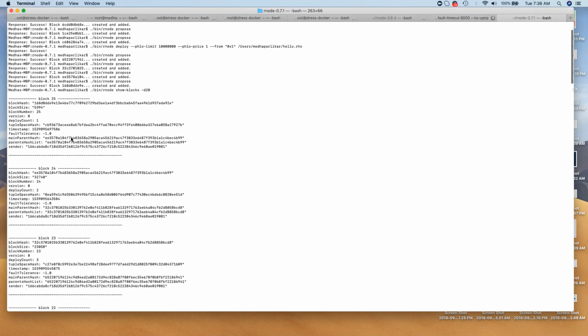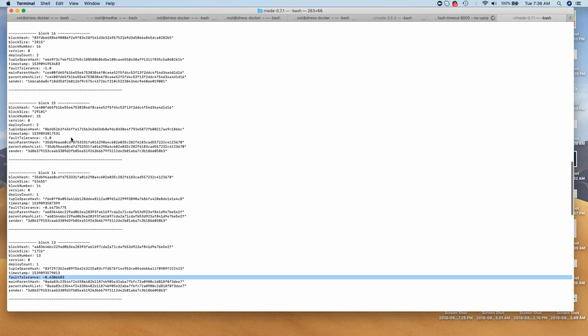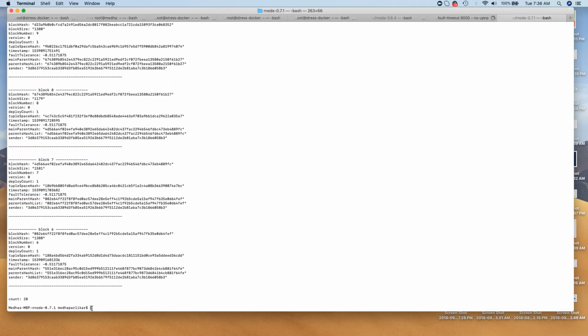Can you propose again, please? Sorry, what does fault tolerance mean? Fault tolerance means the amount of bond on the network that is behind the block. So this means that probably, of all the bonded validators, only a few of them have built blocks on top of this block.